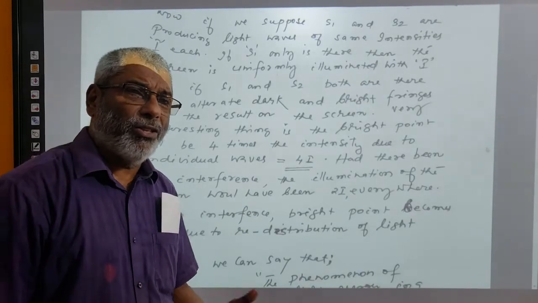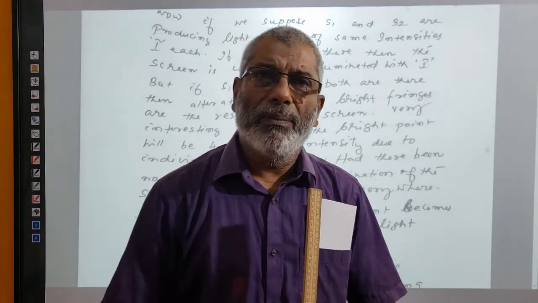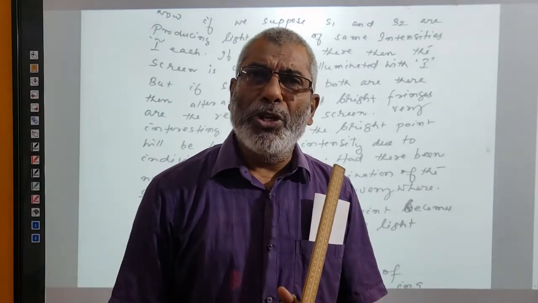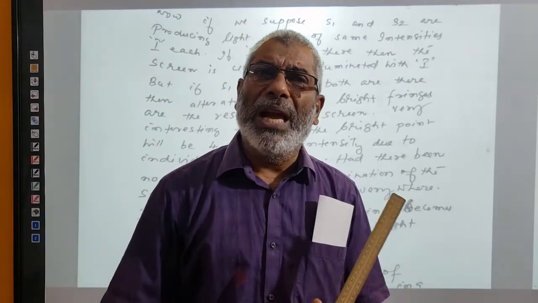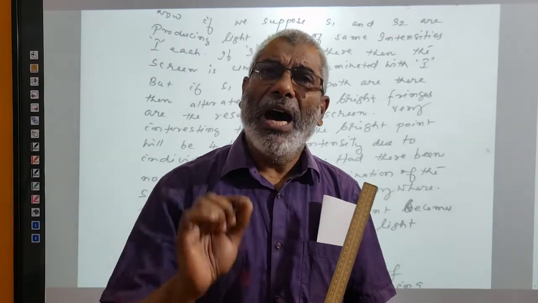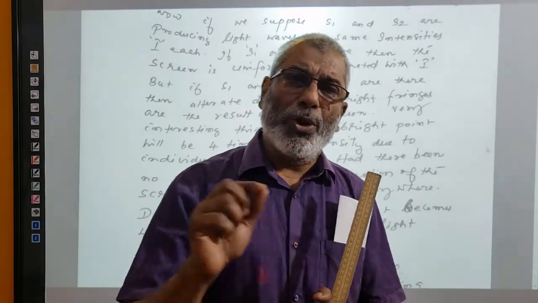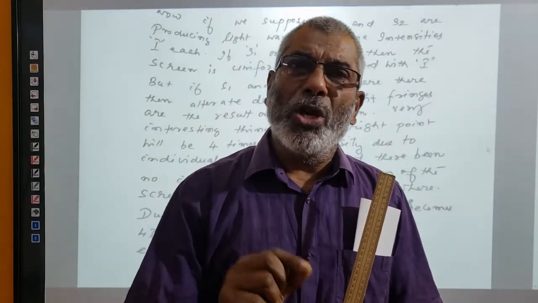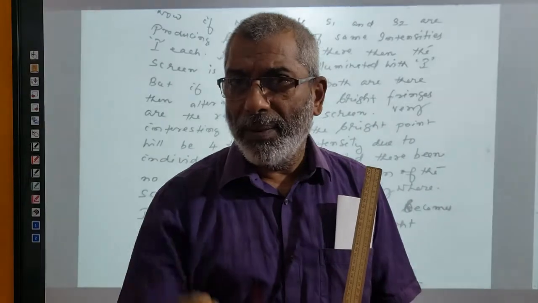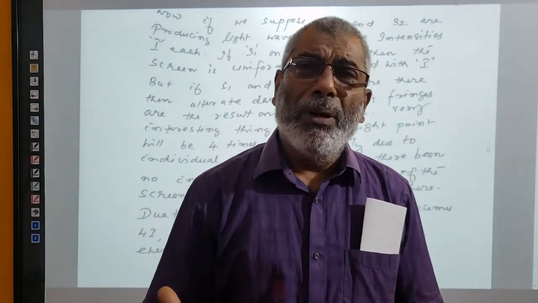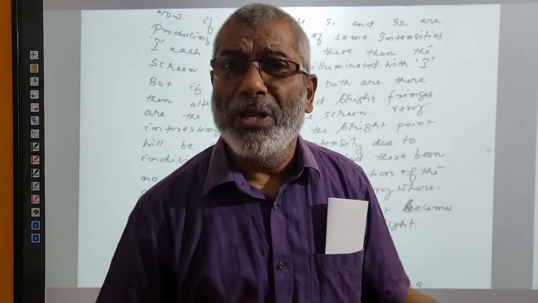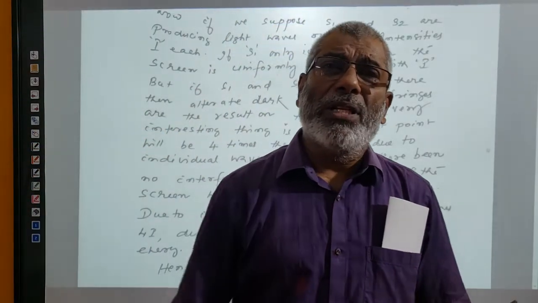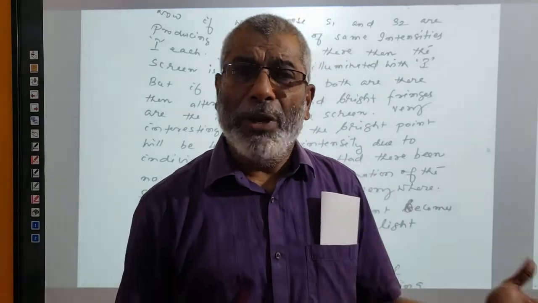Now suppose that we have two sources of light. What is the name of the sources? Coherent sources. Suppose these two coherent sources are producing light of the same intensities. Say the first source produces light waves of intensity I, and the second source is also producing intensity I. If there is no interference phenomenon taking place, then on a screen placed at a distance away from it, what will be the intensity?